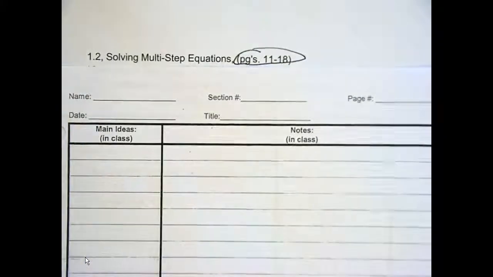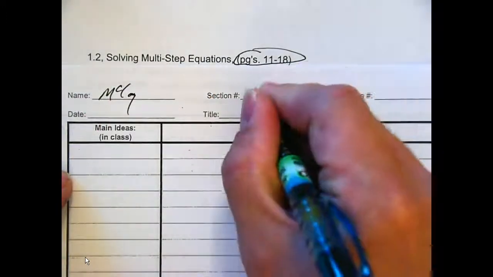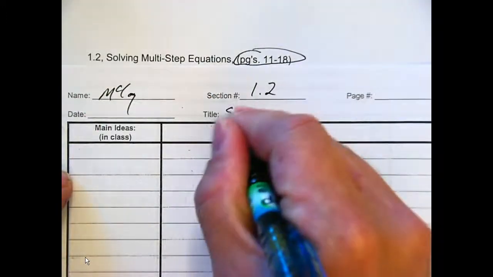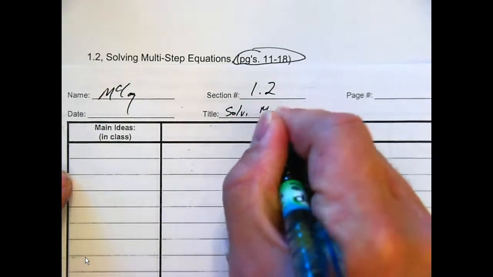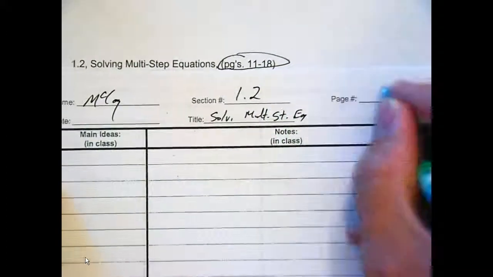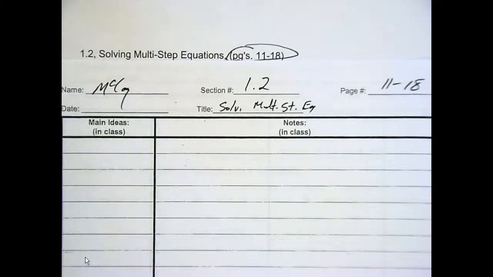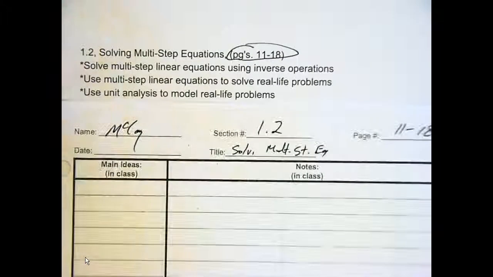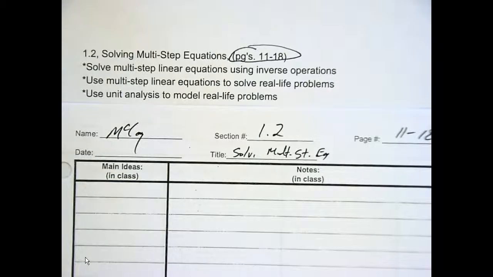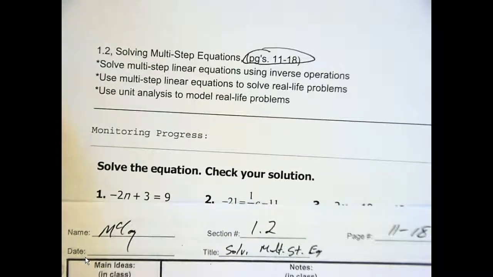Okay? It's like when you're filling out your note page, I'm putting my name, obviously, McCoy. The section is 1.2. The title is solving multi-step equations. And the page numbers are 11 to 18. That is not the assignment. That's just where it's located in the book. That way, when you're looking back at your notes later, you can reference that. And these are your learning goals. These are the things you should know how to do when we're done. That's at the top of all of my slides like that.